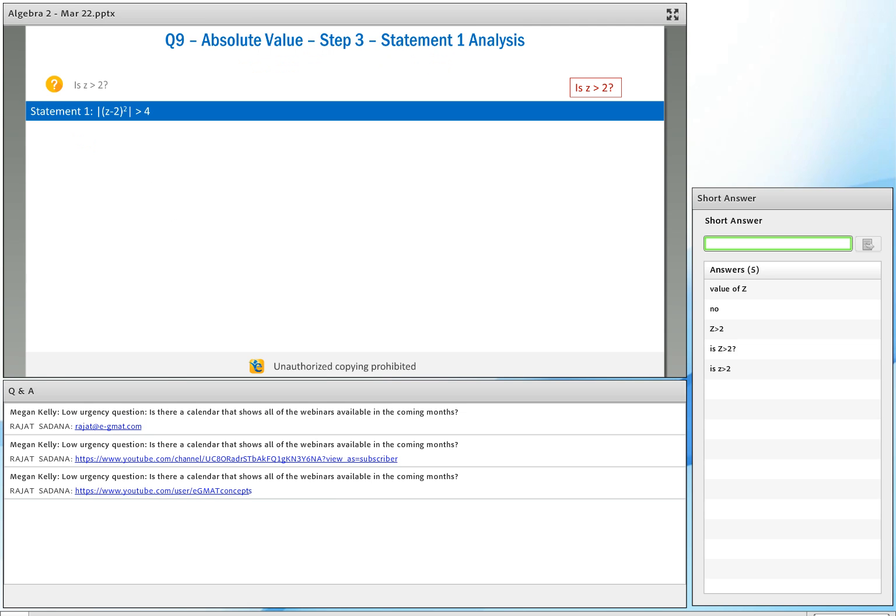So let's move towards statement 1. Now, what does statement 1 say? Statement 1 says absolute value of a perfect square is greater than 4. Now, what do we know about a perfect square?